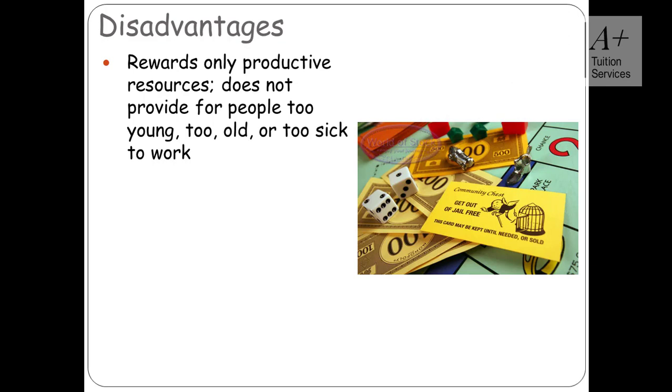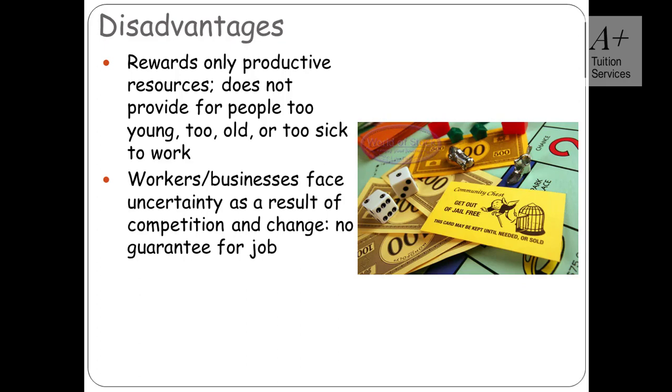Rewards only productive resources, does not provide for people too young, too old, or too sick to work. Okay, so in this type of economy, only the healthy, able-bodied, stable, and productive people will have the advantage to work. Workers and businesses face uncertainty as a result of competition and change, or no guarantee of a job. So let's say company A has the monopoly for holding the most shares in the market, right? We need to go into all these later on, but I'm just describing it quickly.